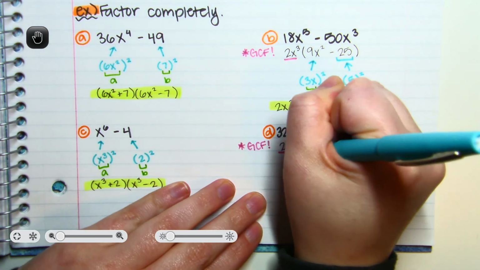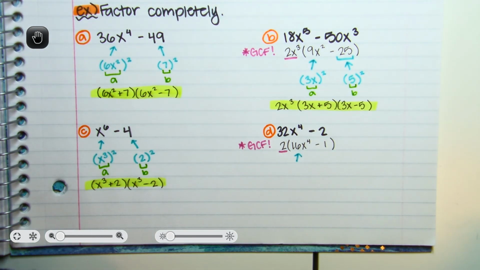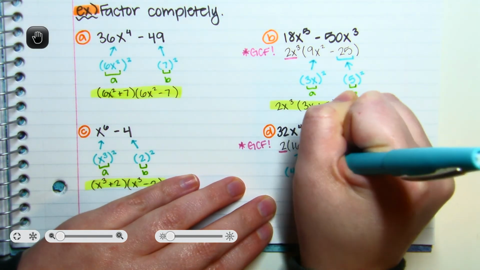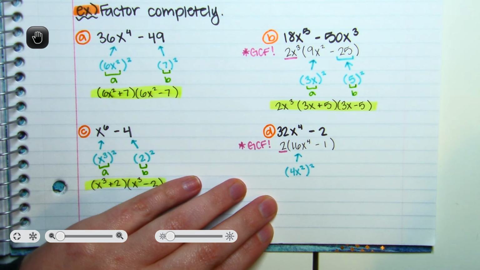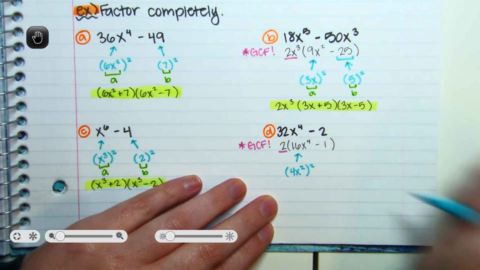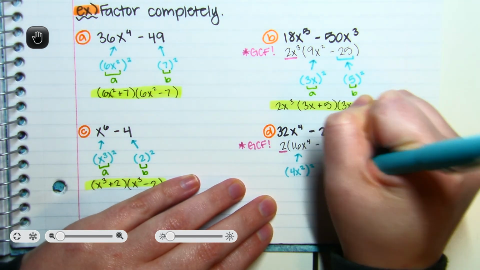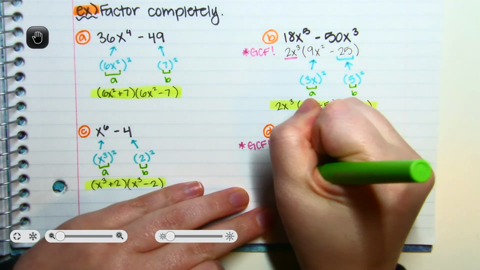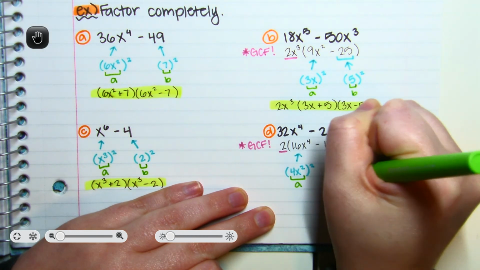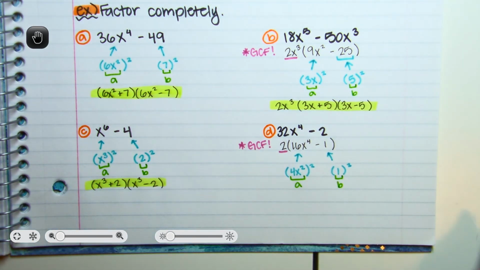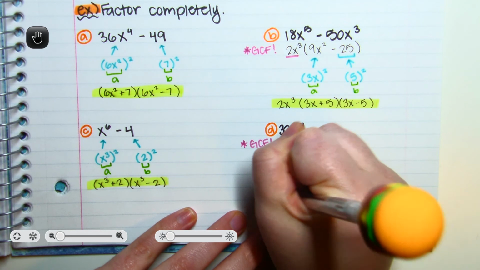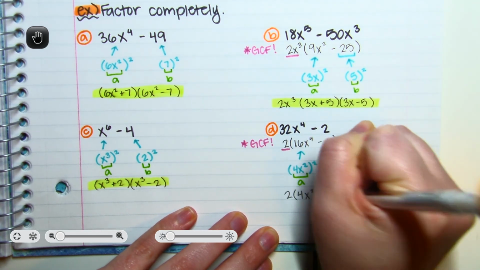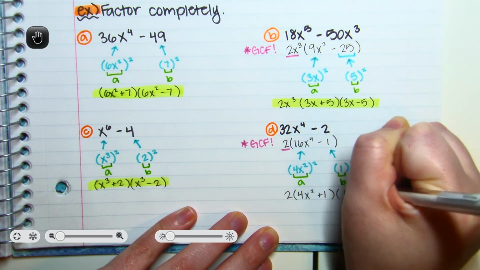Now from here, what is the square root of 16x to the 4th? Good, if you said 4x squared, you are correct. And then what is the square root of 1? Good, if you said 1, you are correct. So this is our A, and this is our B. So we have our GCF, and then 4x squared plus 1, 4x squared minus 1.